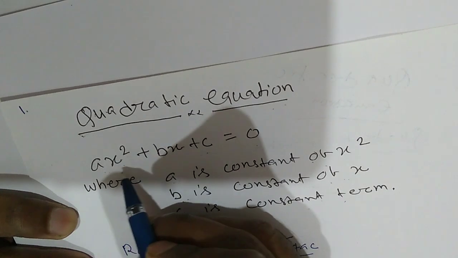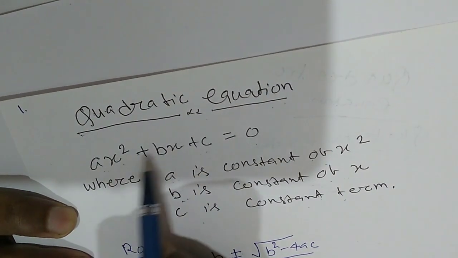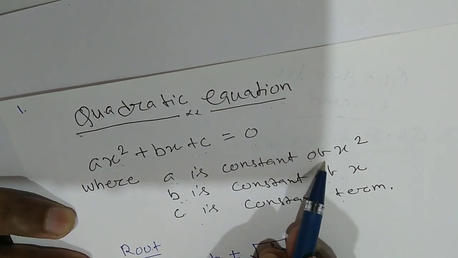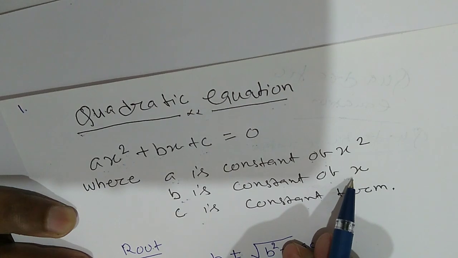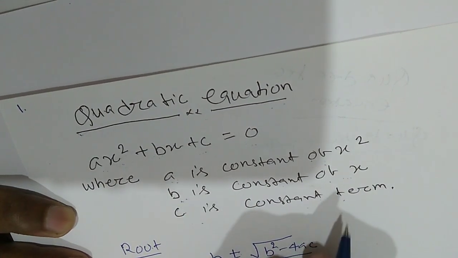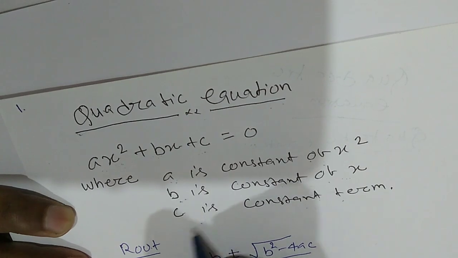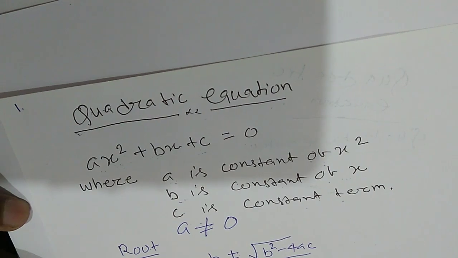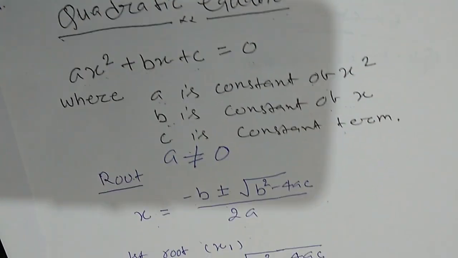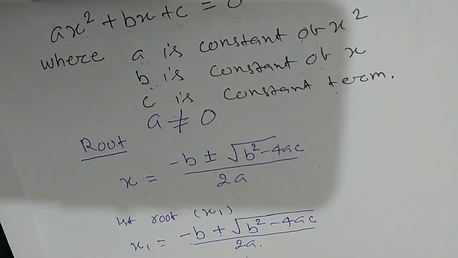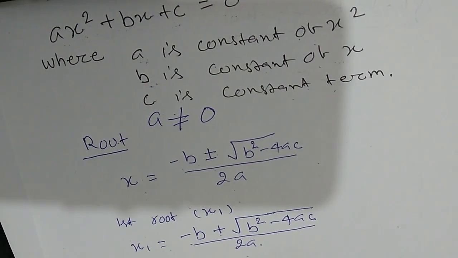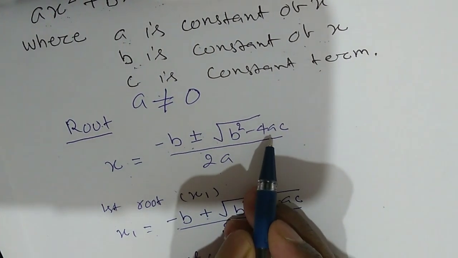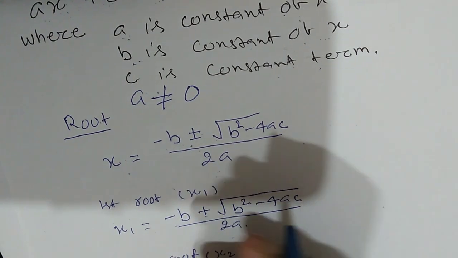As we know, a quadratic equation has degree 2, so I write here the equation: ax square plus bx plus c equal to 0, where a is the coefficient of x square, b is the coefficient of x, and c is the constant term, and also we know that a is not equal to 0. Now the values of x: x is equal to minus b plus minus under root b square minus 4ac upon 2a.